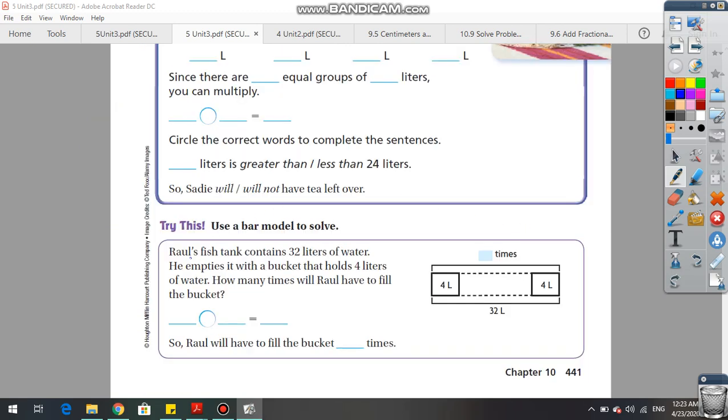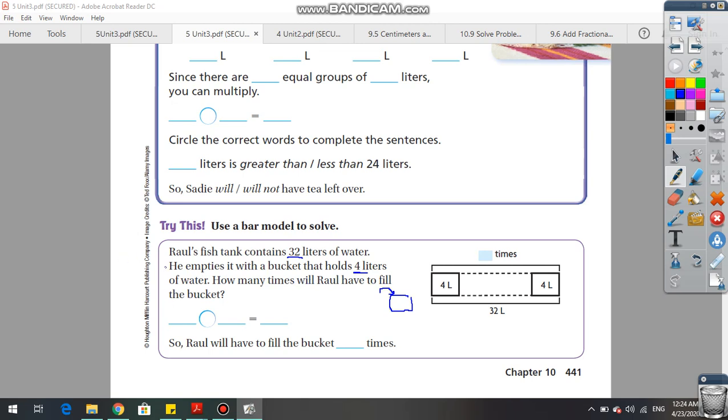Now the second one. Raoul's fish tank contains 32 liters of water. He empties it with a bucket that holds 4 liters of water. Okay, do you know what is the meaning of bucket? It's like a small cup. Actually, we carry water in it to remove it or to throw it in another place. Yeah, it's like a cup. Okay, how many times will Raoul have to fill the bucket?